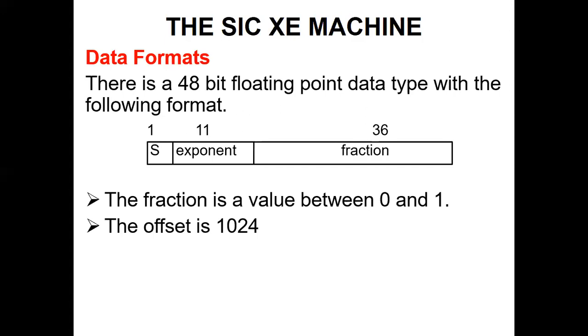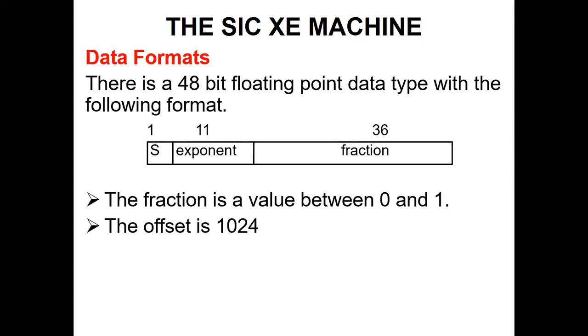You have to remember that format because I can give you a question and say, how will a number, let me say negative 12, be stored in the SIC/XE? Or negative 12.5? If it is negative 12, that is an integer, so you convert that number to 2's complement. I hope you remember how to convert to 2's complement. It has to be in 3 bytes, 24 bits. But if it is a floating point number, it has to be in 48 bits.